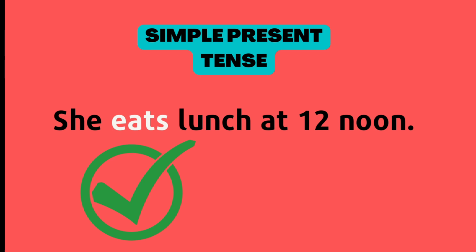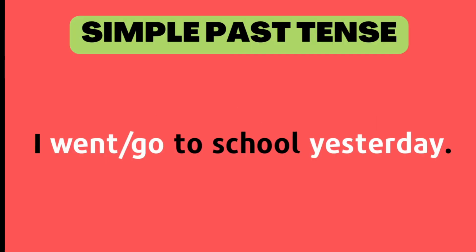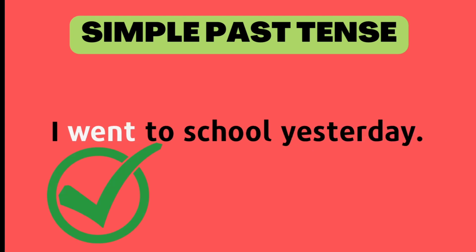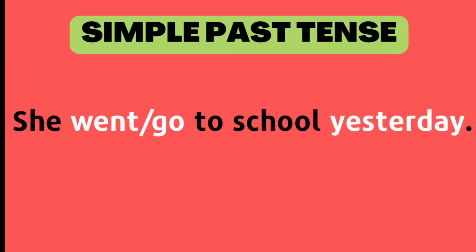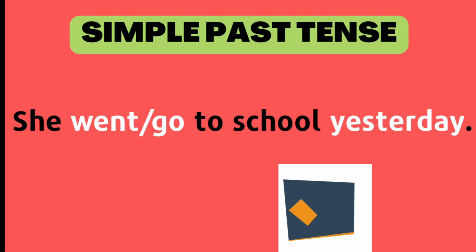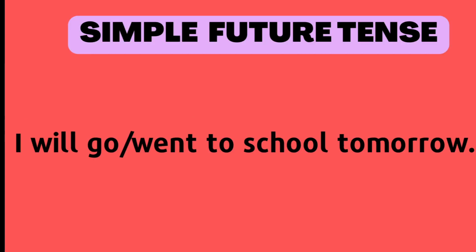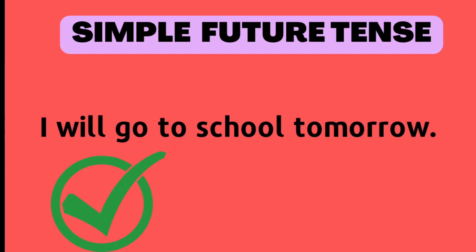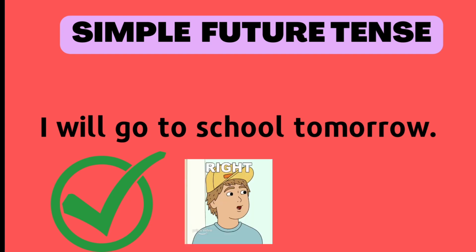I went to school yesterday, or I go to school yesterday. Which one shows the simple past tense? I went to school yesterday. Went is the past tense of go. So she went to school yesterday, or she go to school yesterday. Which is the right way to say it? She went to school yesterday. Again, go, went is the past tense of go. I will go to school tomorrow, or I will went to school tomorrow. I will go to school tomorrow shows the future tense.